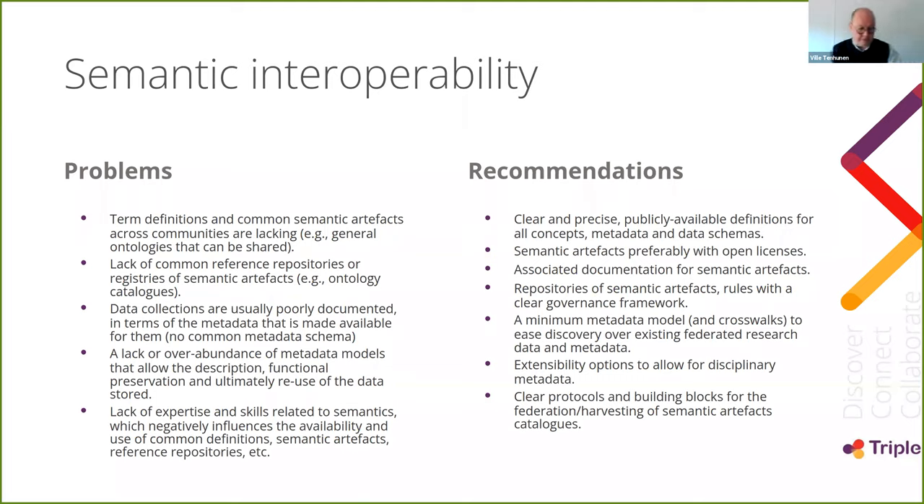Semantic interoperability: there is also a lack of definitions and terms and common semantic artifacts in different repositories, and there are different standards. There are sometimes poorly documented data collections and so on. Of course, recommendations come against these problems: we should create publicly available definitions for concepts and metadata and schemes. Openness is one solution for a number of different challenges we are facing here.